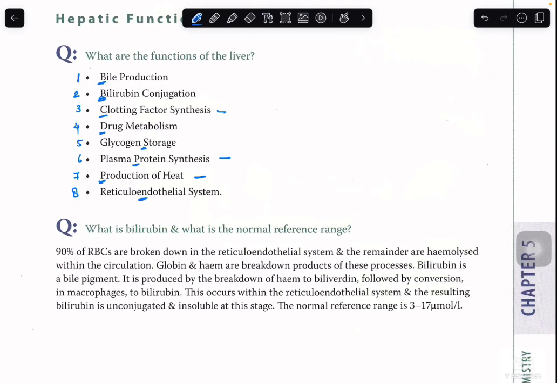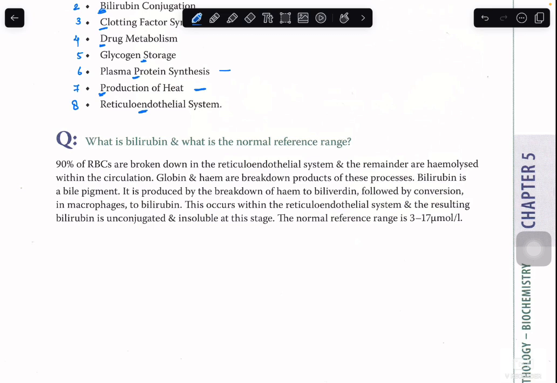Okay, now we'll see what is bilirubin and what is the normal reference range. 90% of the RBC are broken down in the reticuloendothelial system, RES, and the remainder are hemolyzed within the circulation. Globin and heme are breakdown products of these processes.